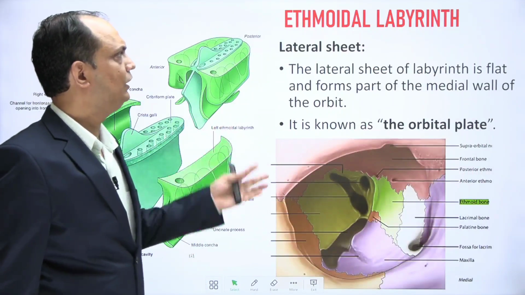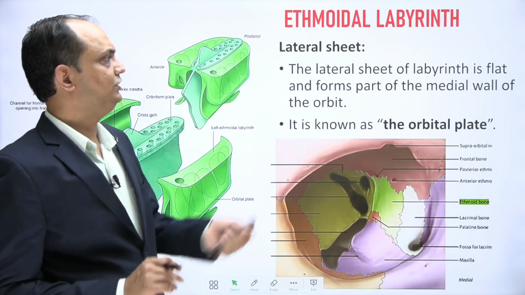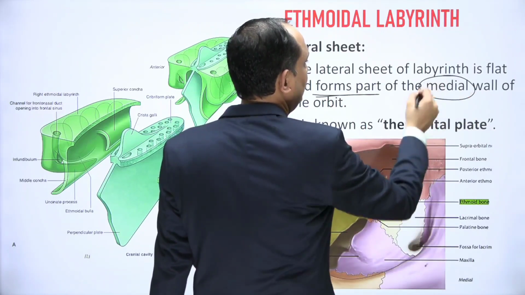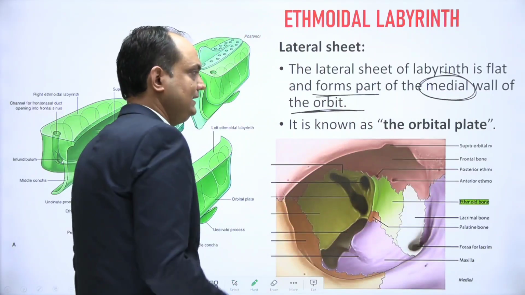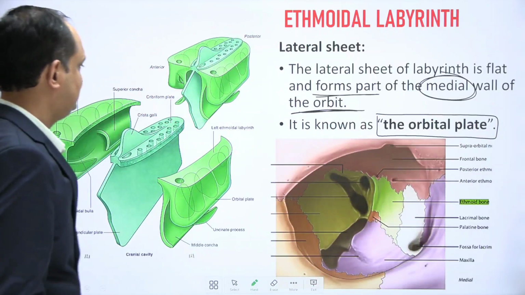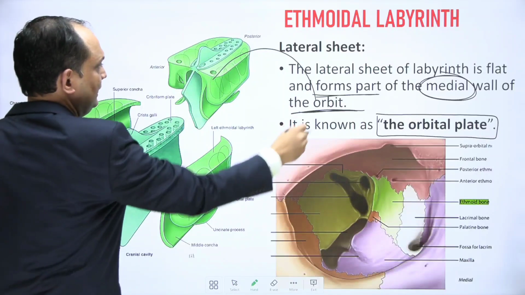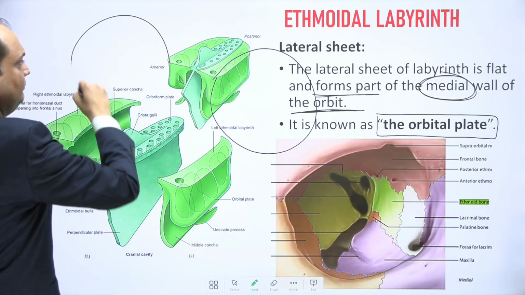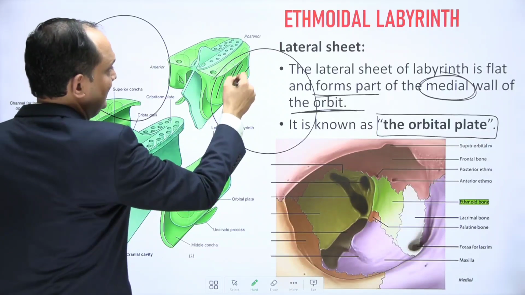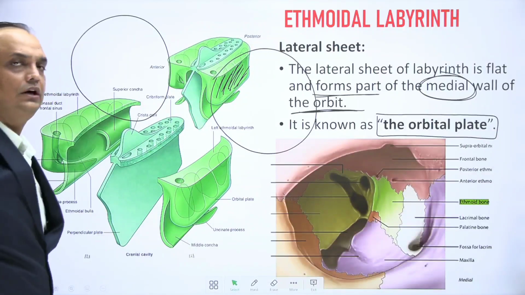Now what are the important features of the lateral sheet? The lateral sheet of the labyrinth is flat and it is going to form the medial wall of your orbit, and that's why this lateral sheet is also known as the orbital plate. Now you have to understand that this is a midline bone, so on this side you will have the orbit, and in the same way on this side you will have the orbit. Now this is your lateral plate. So this lateral plate of the ethmoid is making the medial wall of the orbit.